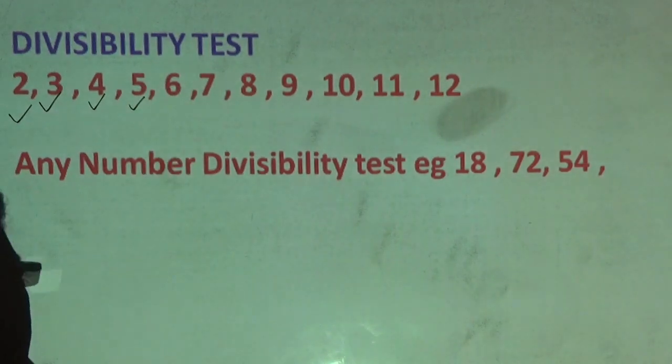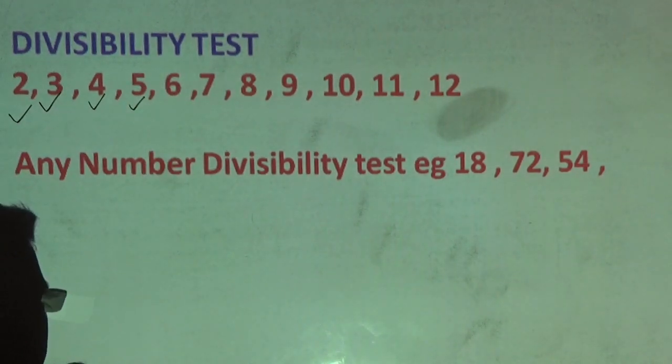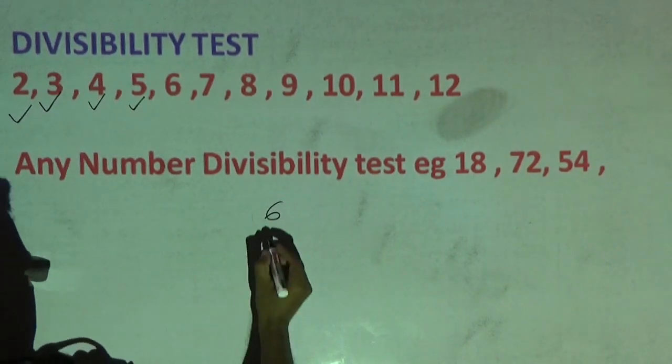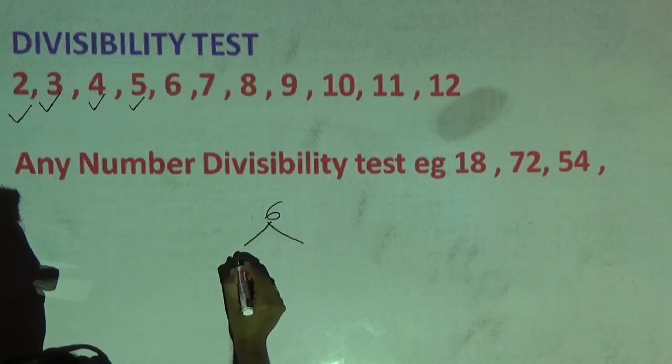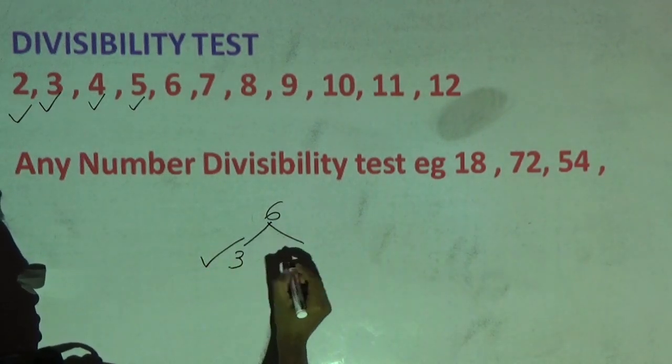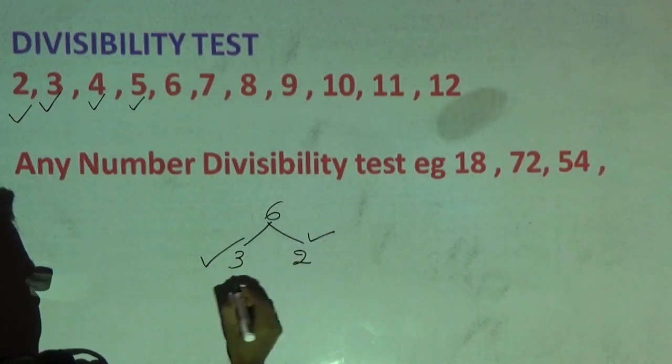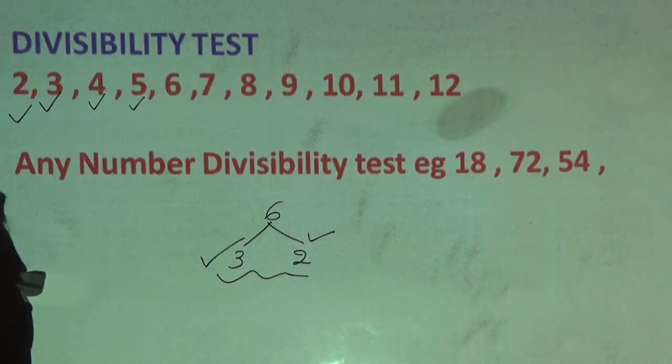Now, how to check whether a number is divisible by 6 or not? If you want to check whether a number is divisible by 6 or not, then such a number should be divisible by both 3 and 2. If a number is divisible by both 3 and 2, then such numbers are divisible by 6.